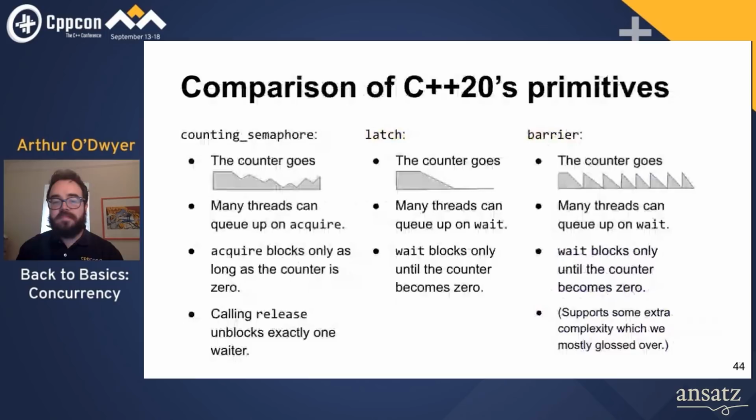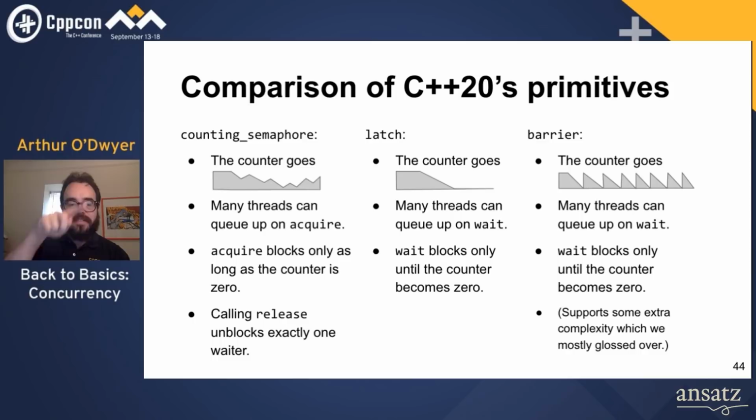So here's another comparison of the new primitives in C++20. Notice that all of them have this counter involved, so I put little graphs of how the counter goes. For counting semaphore, different threads are acquiring and releasing, and it's going up and down by one over and over. Actually, it can go up and down by arbitrary jumps because you can pass an argument to say, I want 3 tokens right now. But with counting semaphore, the counter goes up and down.